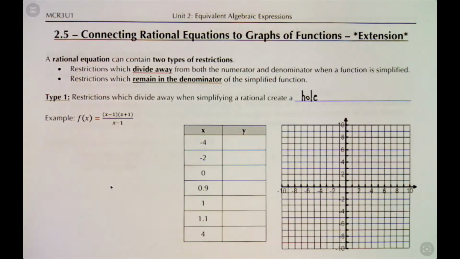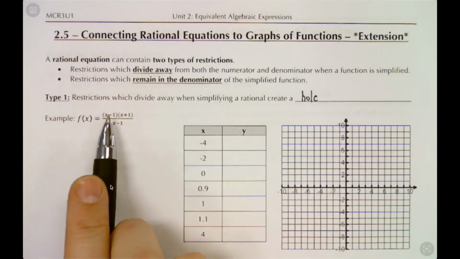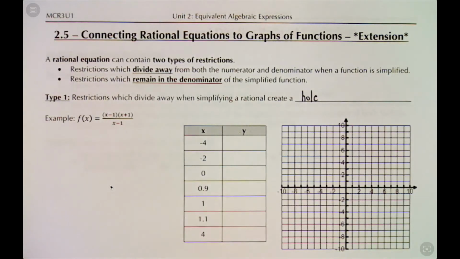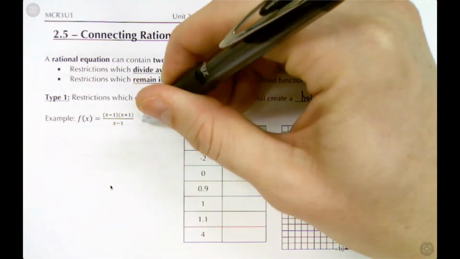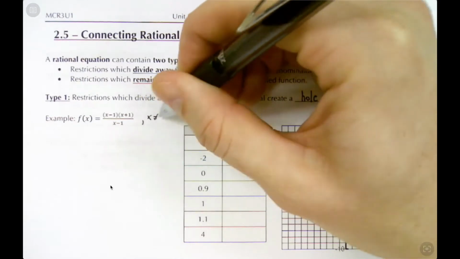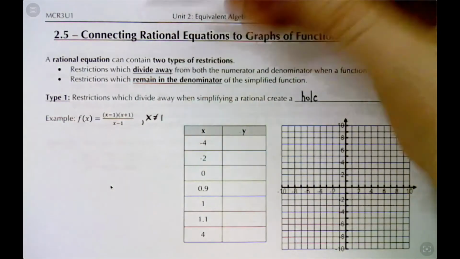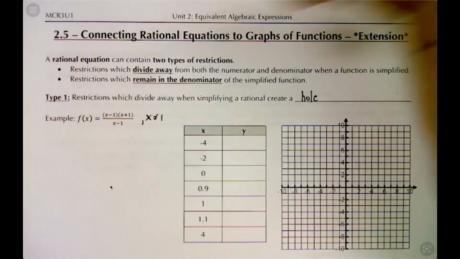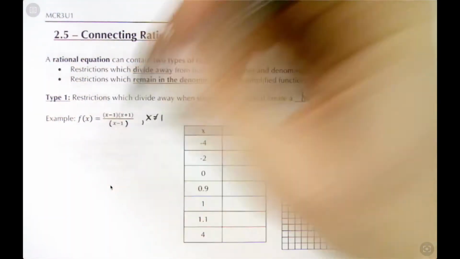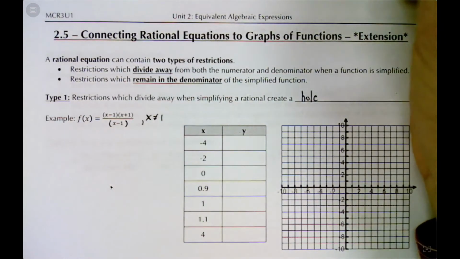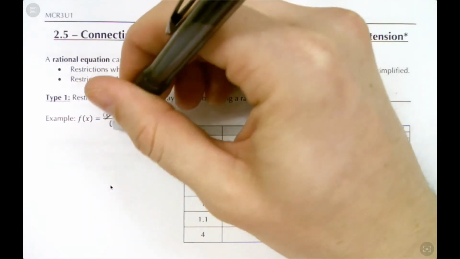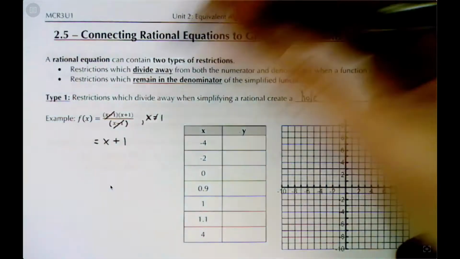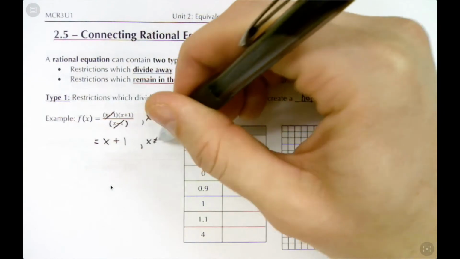So to show you, I have a function. My function is x minus 1 times x plus 1 divided by x minus 1. As you can see, there is a restriction here. It's that x cannot equal 1. Because if we had x equals 1, 1 minus 1 in the denominator would give us 0, and we can't divide by 0. However, that restriction, that x minus 1, is common to the top and bottom here in factored form. So that restriction would divide away, and we'd just be left with x plus 1, with the restriction that x can't be 1.